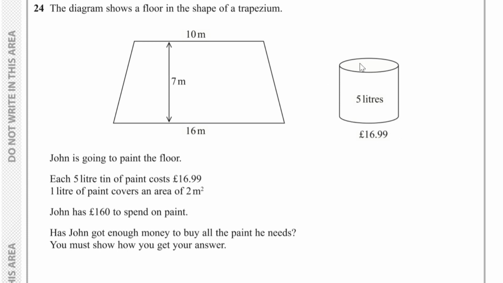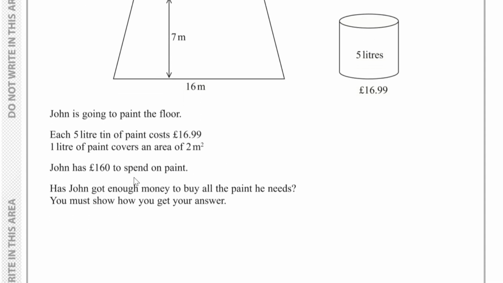Now John is going to paint the floor with this 5 litre tin. Each 5 litre tin of paint costs £16.99, and 1 litre of paint covers an area of 2 meters squared. He's got £160 to spend on paint. We have to find out if he's got enough money to buy all the paint he needs. You must show how you get your answer.